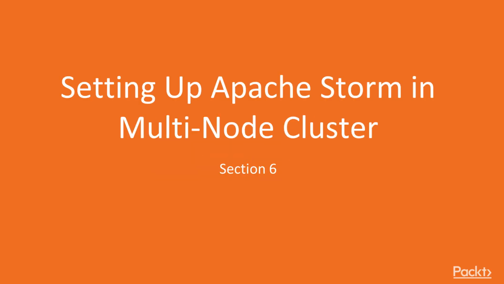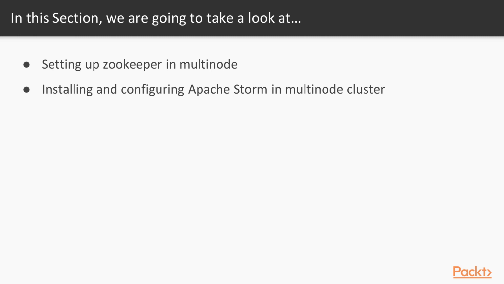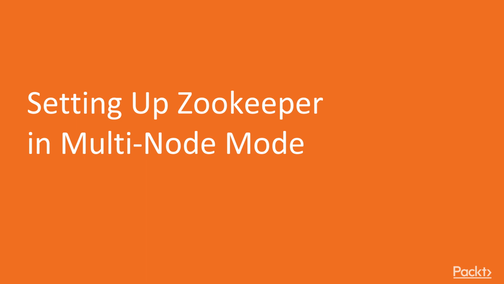Hello and welcome to section 6. In this section, we will go ahead and install a multi-node Apache Storm cluster. So what we'll be doing here is we'll be first setting up a Zookeeper cluster and then we'll be installing and configuring Apache Storm in a multi-node cluster. So let's go ahead and start with the Zookeeper installation.